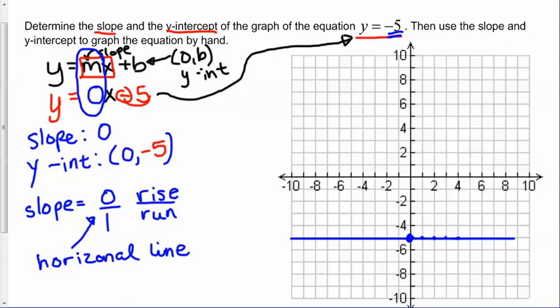And then finally, as we always want to do when we're graphing lines, we're going to put arrows on either end of my line to show that that line continues forever. And so that's what it looks like when what appears to be missing is the slope. We know that the slope can be 0. That means that we're going to have a horizontal line.